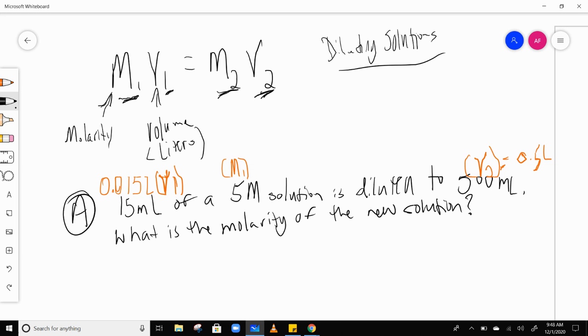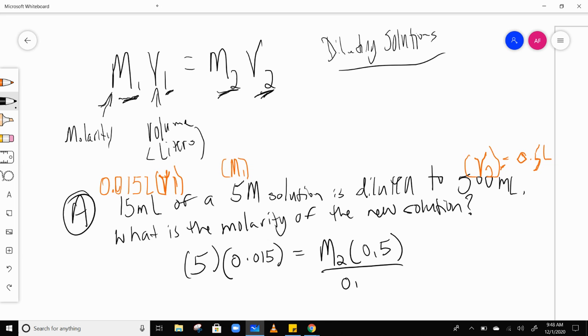So M1 is 5, V1 is 0.015. Our M2 is what we're trying to find. Our V2 is 0.5. Okay, so we do this math here. We divide by 0.5 to find M2.